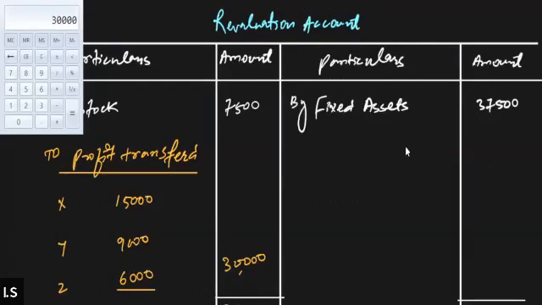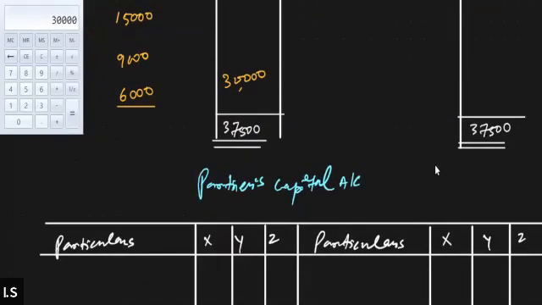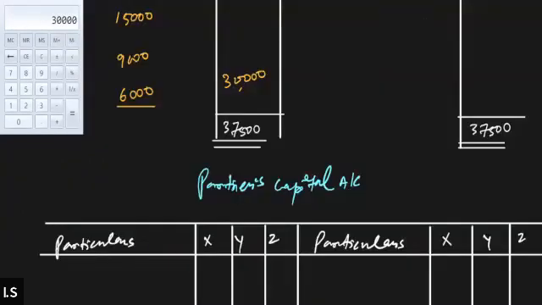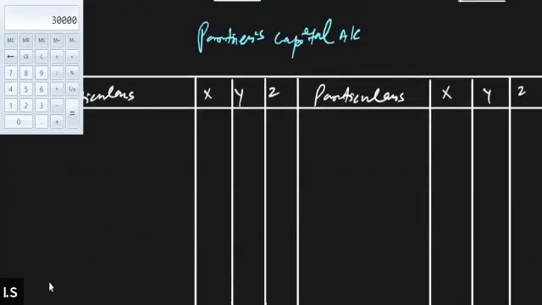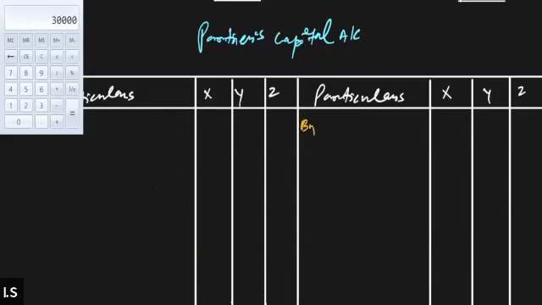Okay, let's now move to the partner's capital account. We will now prepare partner's capital account. And in order to prepare the partner's capital account, we'll go back to the question. In the question, first of all, on the liability side, the opening capital balances of the partners are given: 165,000, 84,000, 66,000. These are all the opening capital balances of the partners. So we'll go to the partner's capital account and write these values as the opening balance. In order to write down the opening balance, we record that on the debit side and write down by balance b/d.